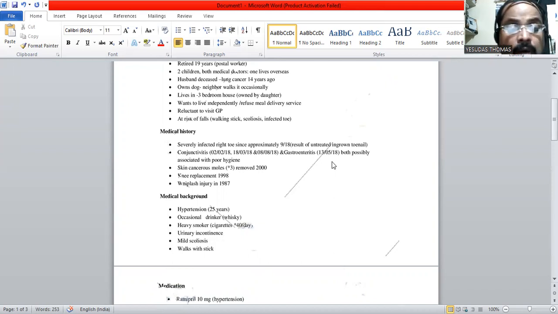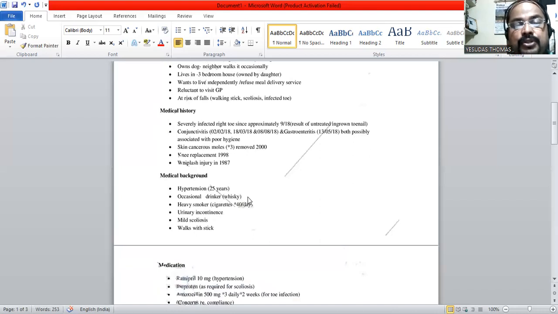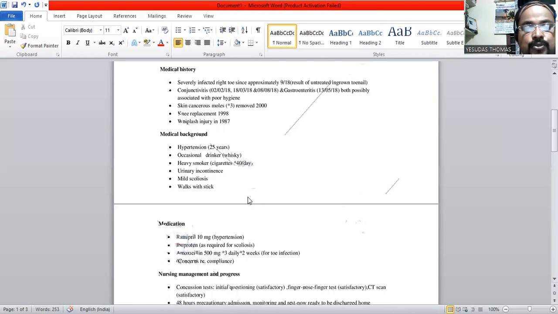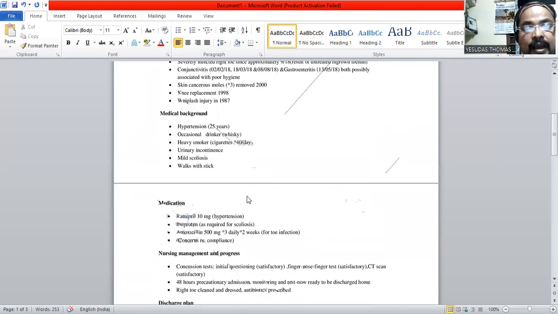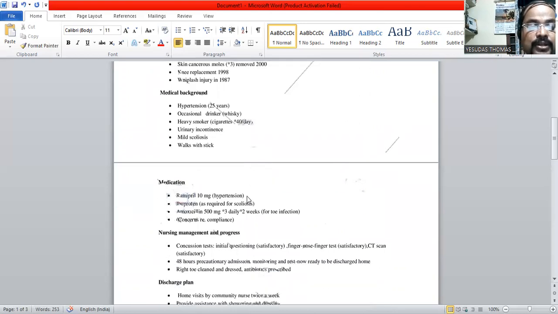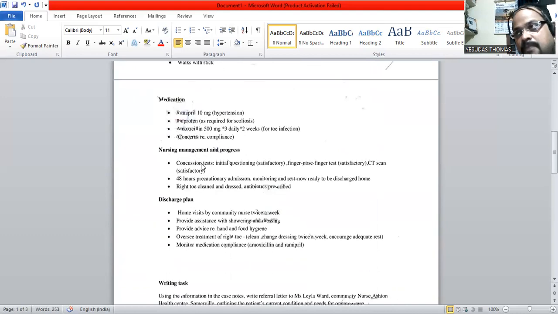Now, what about the current medical background? She has been suffering from hypertension for the past 25 years, and she has urinary incontinence. She walks with sticks, and she has mild scoliosis. She's a heavy smoker and an occasional drinker. Her medications include ramipril, ibuprofen, and amoxicillin, and she has concerns over her complaints. Regarding her complaint, she really has concerns.